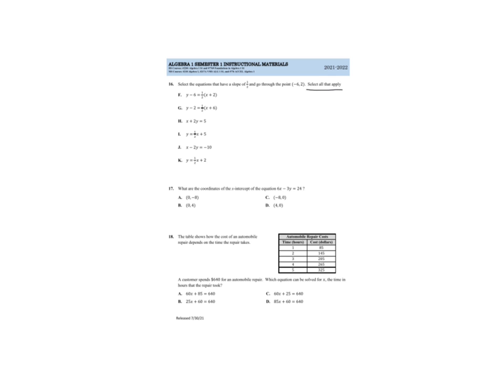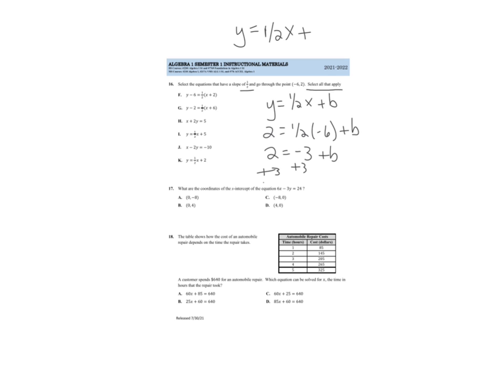All right, so this one's one of those select all that apply guys. And it has a slope of a half and goes through the point negative 6, 2. So I have to find out what the equation is. So y equals 1/2 x plus b, because they gave me that. And then let's see, y is 2, 1/2 times negative 6 plus b. Half of negative 6 is negative 3. I add 3. All right, so I need things that say y equals 1/2 x plus 5, because 2 plus 3 is 5.